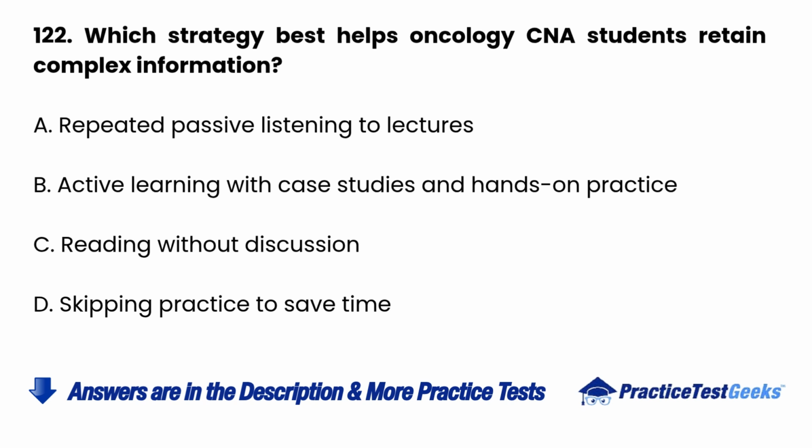122. Which strategy best helps oncology CNA students retain complex information? A. Repeated passive listening to lectures. B. Active learning with case studies and hands-on practice. C. Reading without discussion. D. Skipping practice to save time.